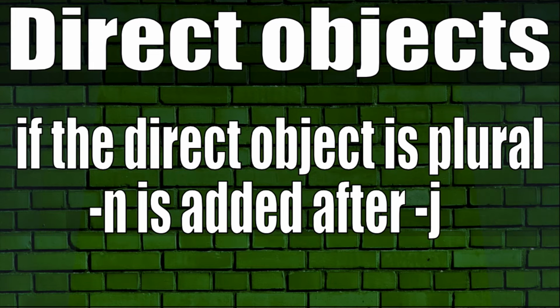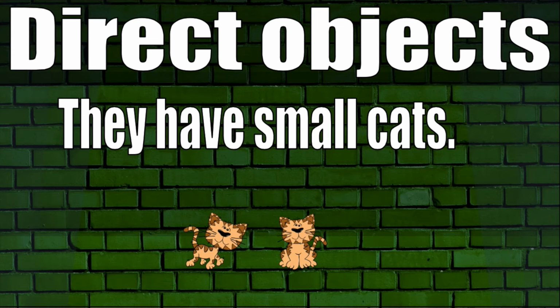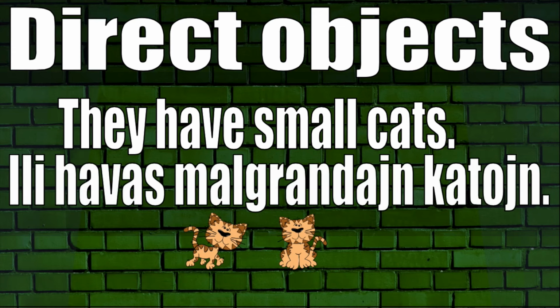You might be wondering what we do if a direct object is plural. Well, if it's plural, it's going to have the j ending first, and then the letter n is added after the j ending. As an example, they have small cats. Ili havas malgrandajn katojn. Notice that to form the word small, we used granda and we added the mal prefix because the opposite of big, which is granda, is small. Malgranda.